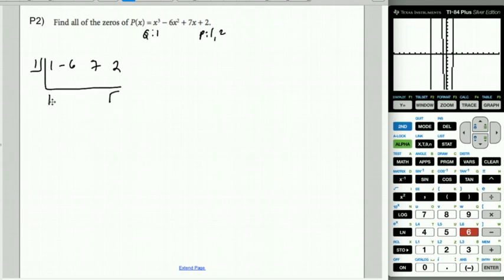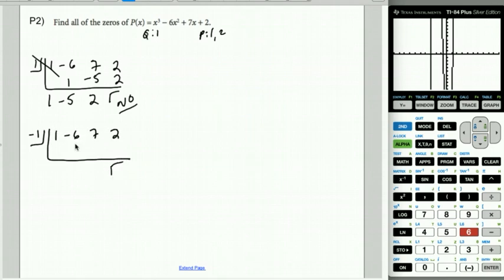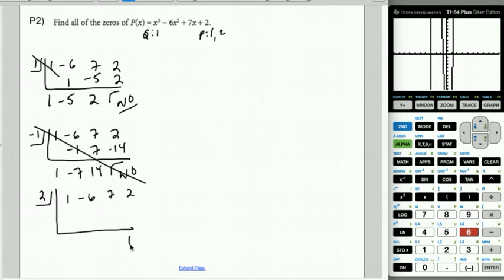So if I try 1, I drop the 1 down and multiply, add straight down, multiply, add straight down, multiply, and that's a no, because that gives me a 4. I try negative 1 with the same values. I drop the 1 down, multiply, add straight down, multiply, add straight down, and that's also a no. That's not giving me a 0. We'll try 2. So if I try 2, I drop the 1 down, I multiply, add straight down, multiply, add straight down, multiply, and hey, there's a winner. Cool. So now I know that the first answer that works is x is 2.